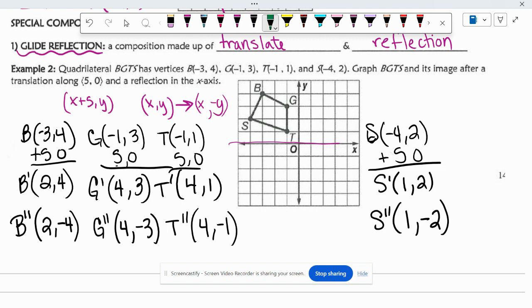So I'm going to graph that. So B is positive 1, 2, negative 1, 2, 3, 4. B double prime. G, positive 1, 2, 3, 4, negative 1, 2, 3. G double prime. T, positive 1, 2, 3, 4, negative 1. T double prime. S, 1, negative 2, S double prime. So there's my quadrilateral.